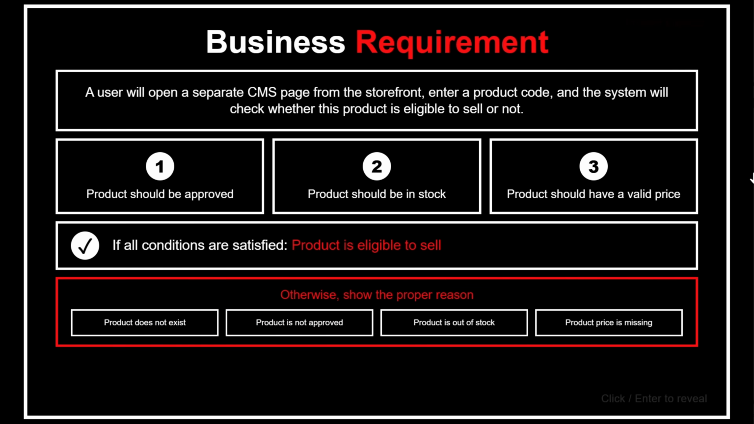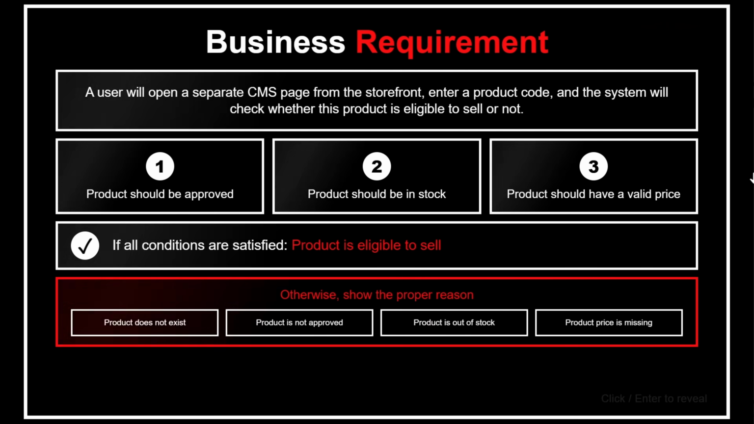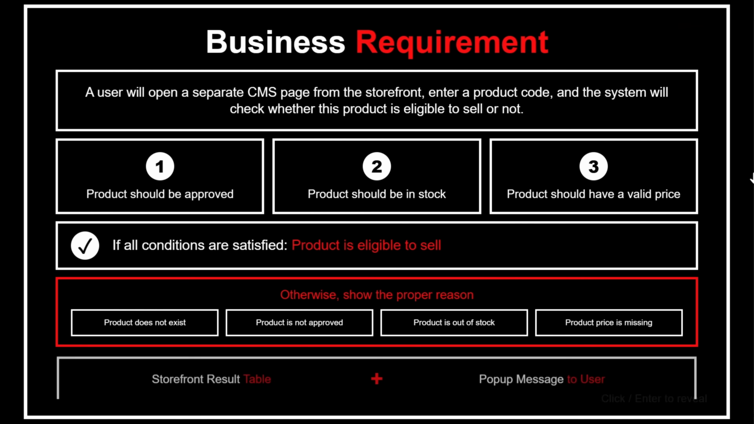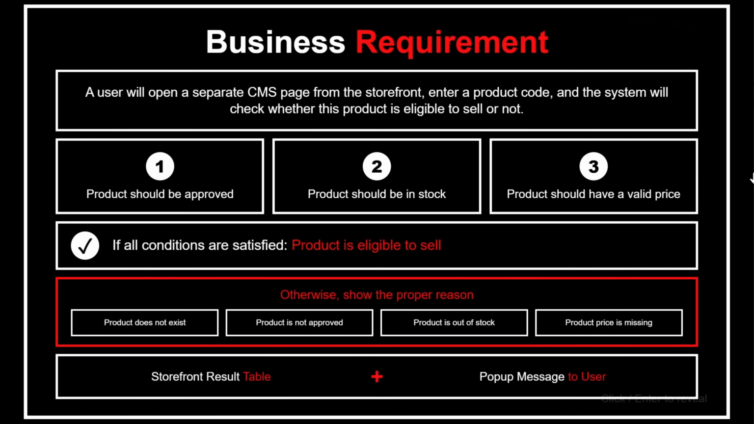For example, the product doesn't exist, or the product is not approved, or the product is out of stock, or the product price is missing. In the storefront, we will show the result in a table, and we will also show a pop-up message to the user telling whether the product is eligible to sell or not.